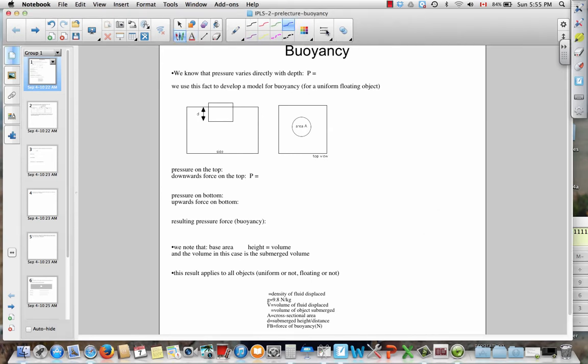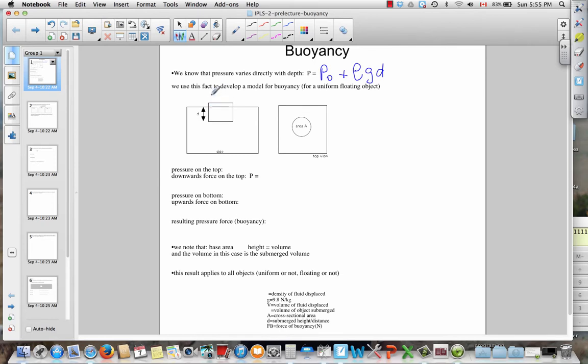Now, we've seen that pressure varies with depth. That means the deeper you go, the greater the pressure gets to be. And the pressure will be atmospheric pressure plus the density of the fluid times the gravity field times the depth in the fluid. We're going to use that fact to develop a model for the buoyant force. It'll be on a uniform floating object, but our result will end up being general.